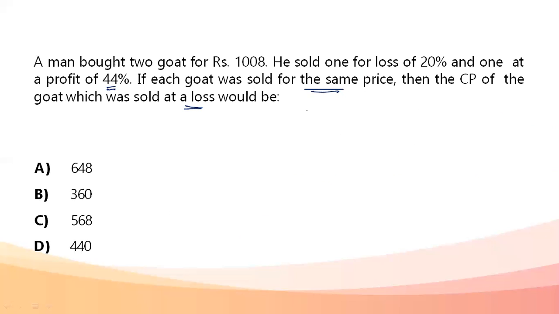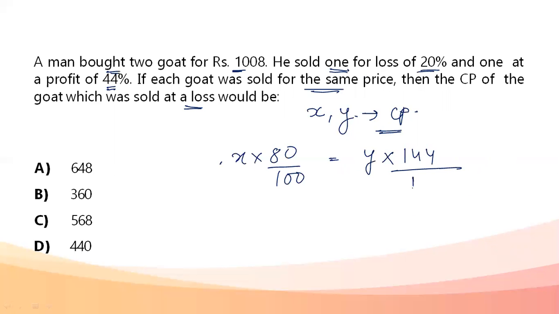Let the cost price of the two goats be X and Y. Now, the cost price is X and Y, and one I'm selling at 20% loss and the other I'm making a profit of 44%, and both selling prices are equal. So what I'm going to do is x into 80 by 100. This is the price when it is 20% loss. It is equal to y into 144 by 100. This is the price when it was 44% profit.